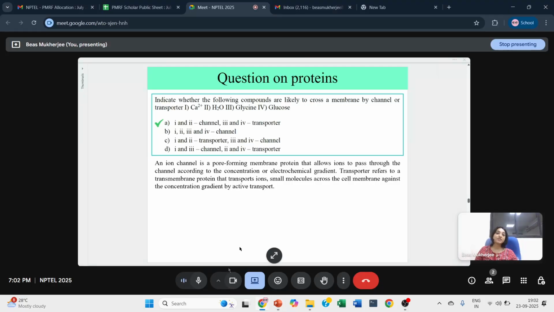Now, an ion channel is a pore-forming membrane channel that allows ions to pass through the channel according to the concentration or electrochemical gradient. So, transporters refers to the transmembrane proteins that transport ions and small molecules across the cell membrane against the concentration gradient by active transport. Okay, so 1 and 2 are supposed to transport using channel proteins, and 3 and 4 are normally going to get transported by the membrane transporters.